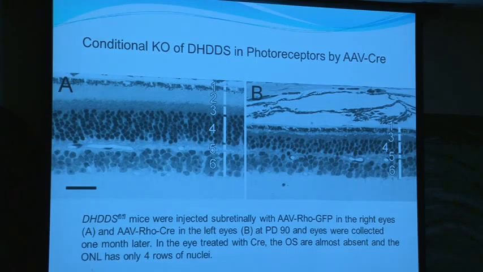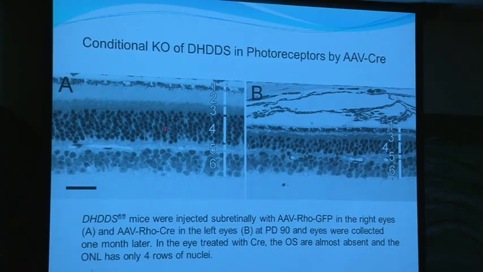This shows a conditional knockout of DHDDS in photoreceptors by AAV Cre. The mouse's right eye is shown here in A, and their left eye is shown in B. In the right eye, they're injected subretinally with AAV short rhodopsin promoter with GFP. And in the left eye, they're injected with the AAV short rhodopsin promoter with Cre. And you can see that when you have the conditional knockout this way, the retina is definitely affected.